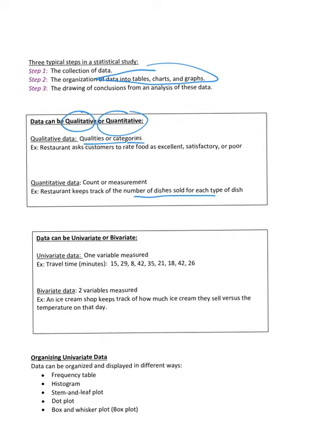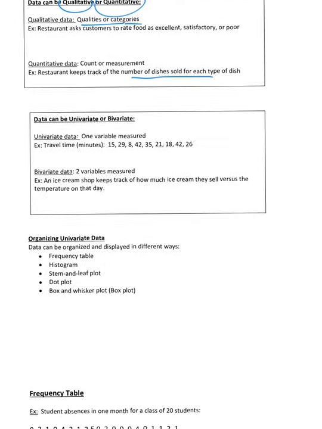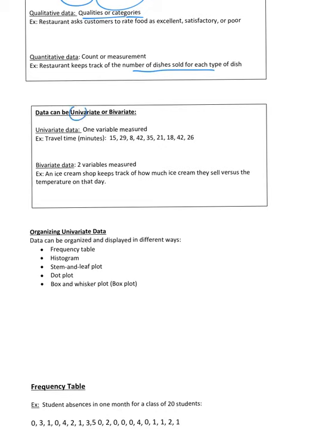Data can also be univariate or bivariate. Univariate, the prefix uni means one. So when you collect data for one variable, for example, how long do you travel to work? Or bivariate means 2 variables. So for example, you keep track of how much your sales are versus the temperature for an ice cream store. Those are 2 pieces of data being collected. So we're going to look at ways that we can organize univariate data in this lesson. Univariate, again, meaning one variable. We're going to look at frequency tables, histograms, stem and leaf plots, dot plots, and box and whisker plots.